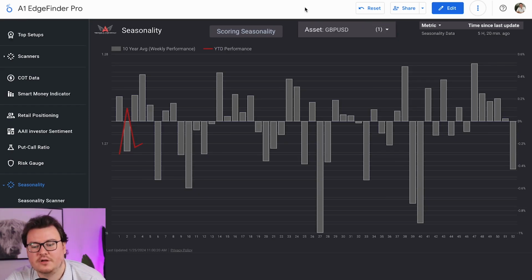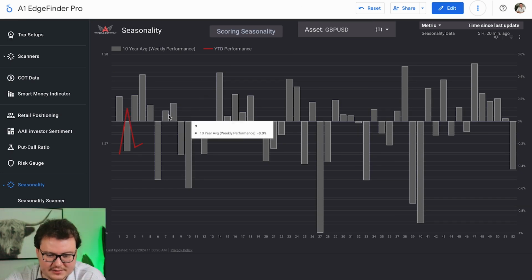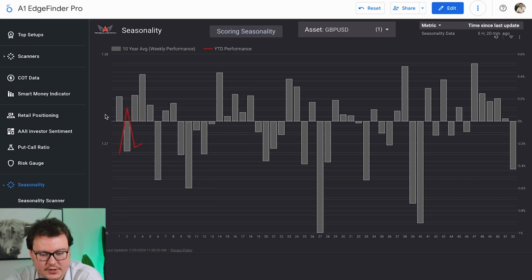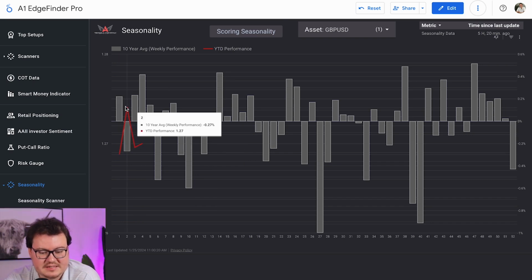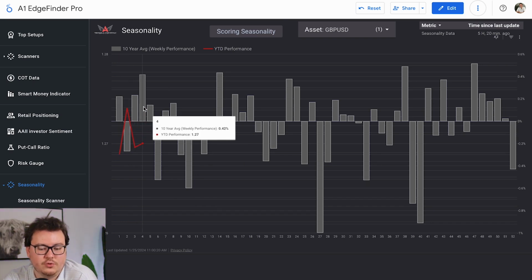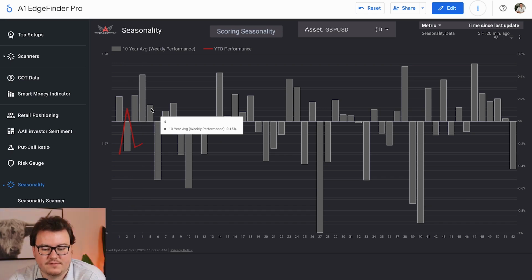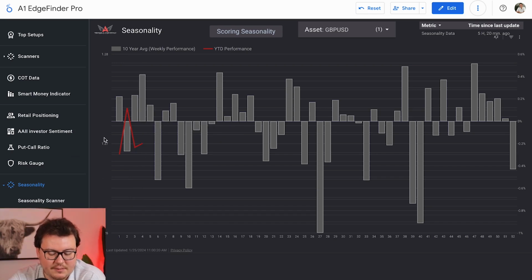So now that we got pound dollar pulled up here, we can take a look at our weekly readings, and we're in the month of January, so this makes it super easy for us because we can just look at the beginning of the chart here. What I see here is, typically speaking, the first week it trades up, second week it trades down, and the third and fourth week it trades up. And then by the 5th week we're into February.